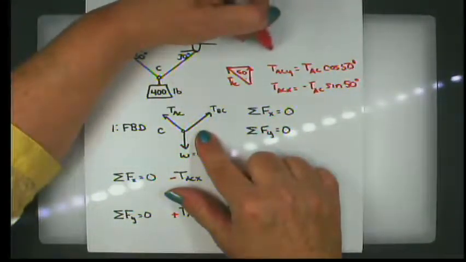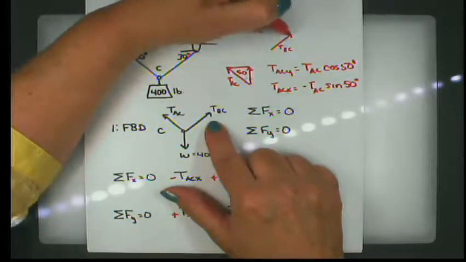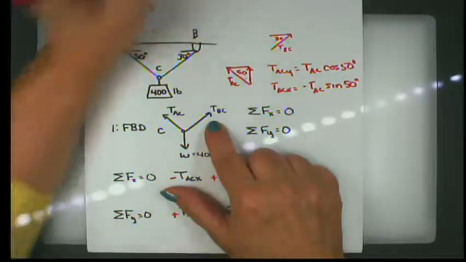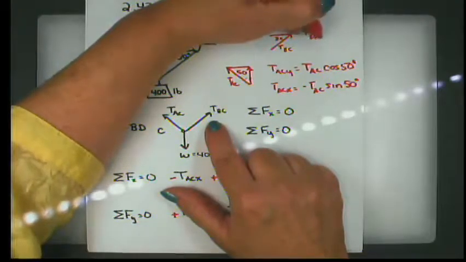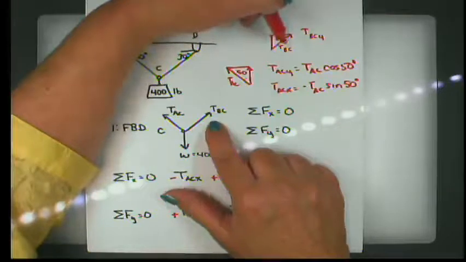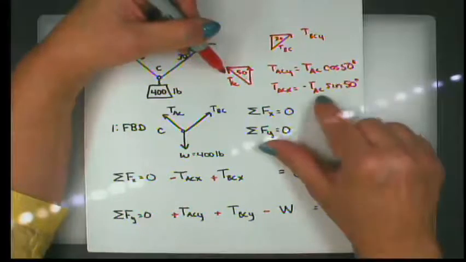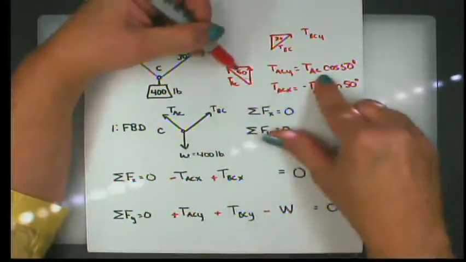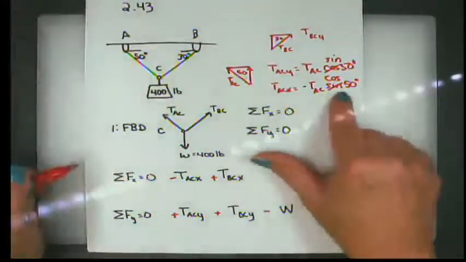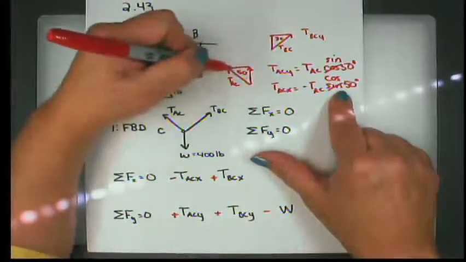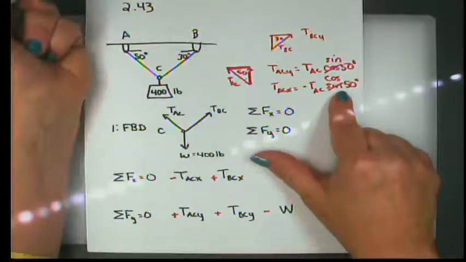For BC, the tension in BC pulls up this way, and I am told that this angle is 30 degrees. So TBC in the y direction, oh, I did that backward. You're going to have to excuse me just a moment. If this is opposite, so this is the sine, and this is the cosine, isn't it? Because adjacent over hypotenuse is cosine. So adjacent to that angle is the x component. Opposite that angle is the y component.